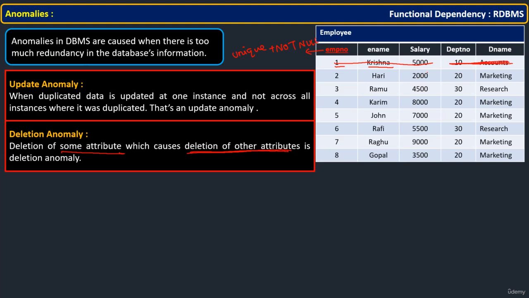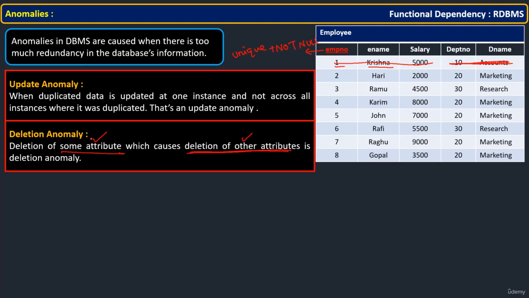Accounts department is still there in the office. The only thing is the employee you have to delete. But because of the employee you are deleting, other attributes like department number and department name also you have to delete because of this primary key constraint. So this is deletion anomaly. This is one kind of problem actually.